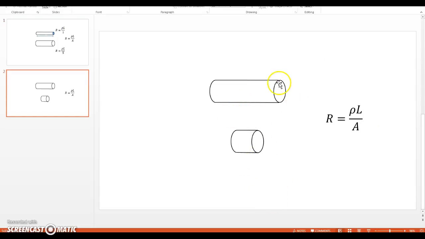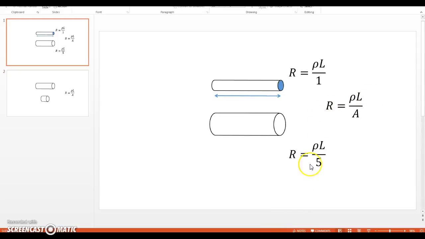What about this type of case? They have the same cross-sectional area. This face has the same area as this wire on the bottom, two different wires, but the length is not the same. So which of them has a bigger resistance? The bigger the length, the bigger the resistance.